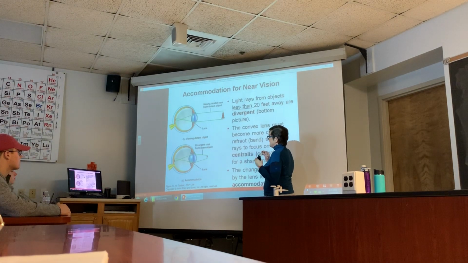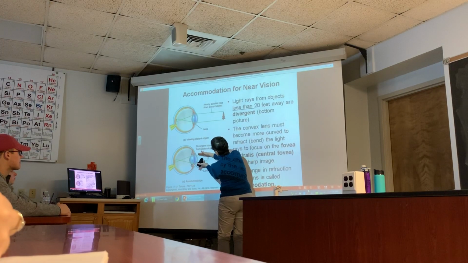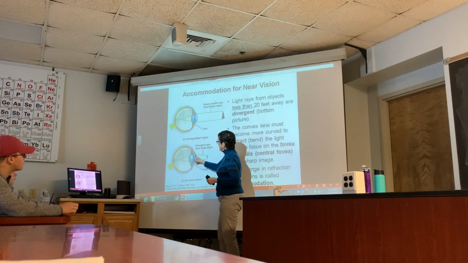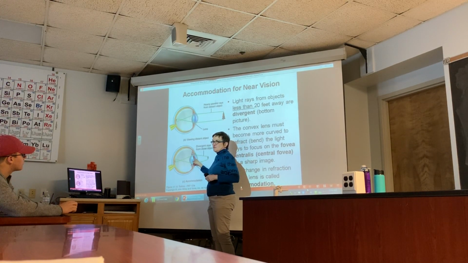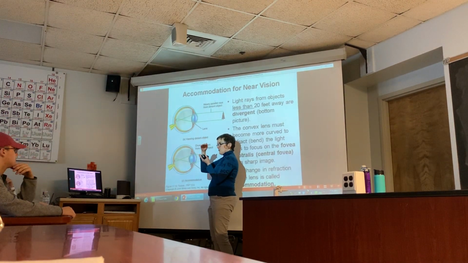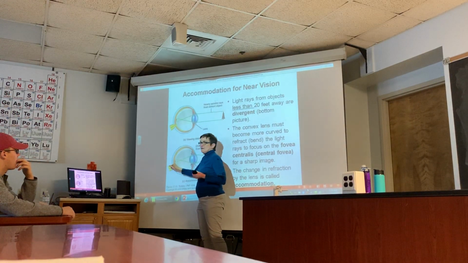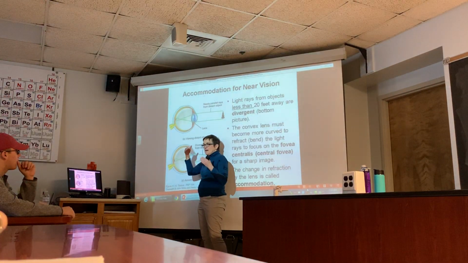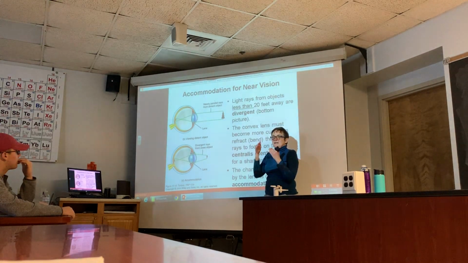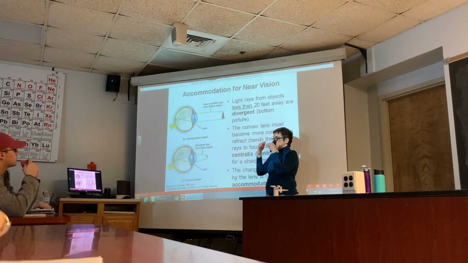Now, if you're looking at something up close, the light rays are going to be more divergent, and that means that you're going to have to focus it more. And the cornea only focuses it so much, it doesn't change shape. But the lens does. It'll thicken, as you can see, it'll get thicker and rounder. And as a result, it can focus the light better to that point, but it has to refract the light more. And that's called accommodation. Accommodation is the lens thickening and shortening to focus light for near vision.